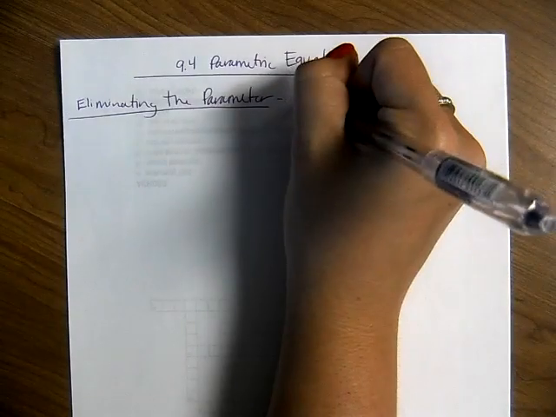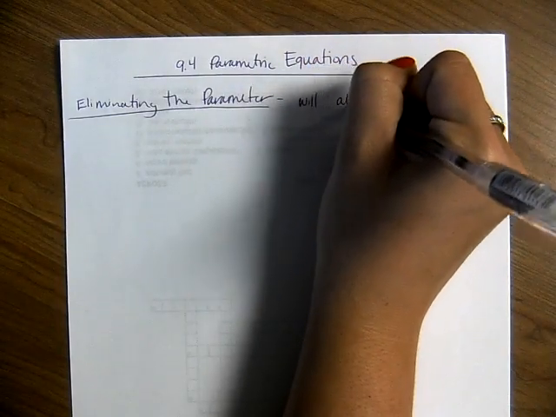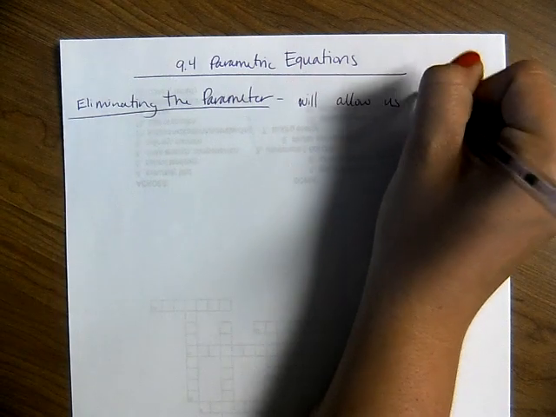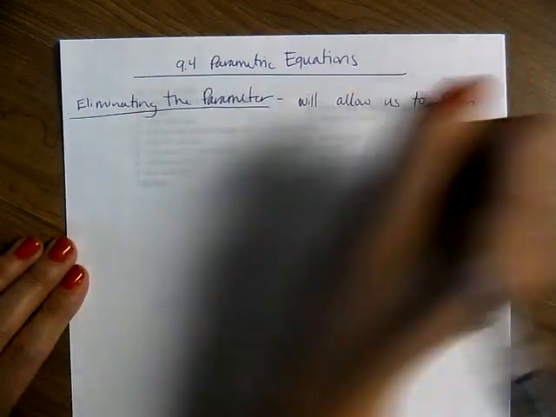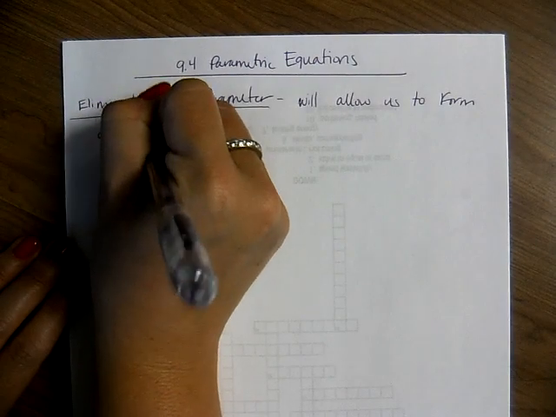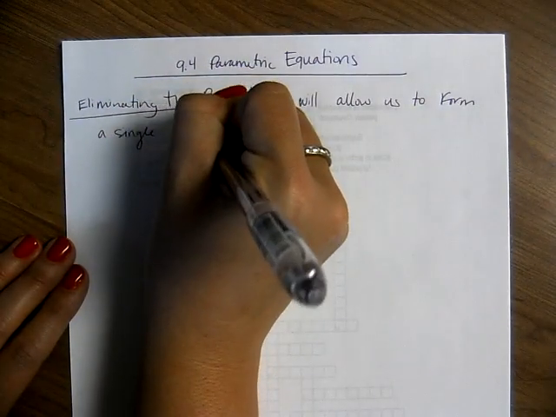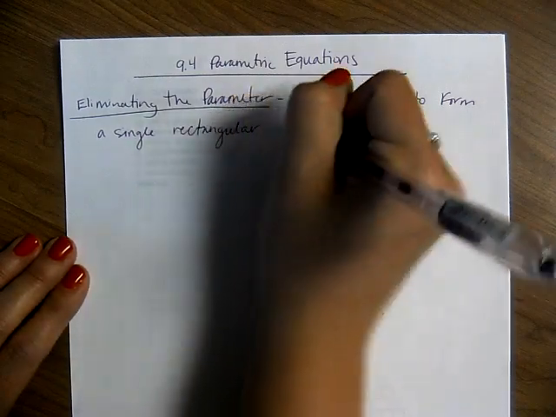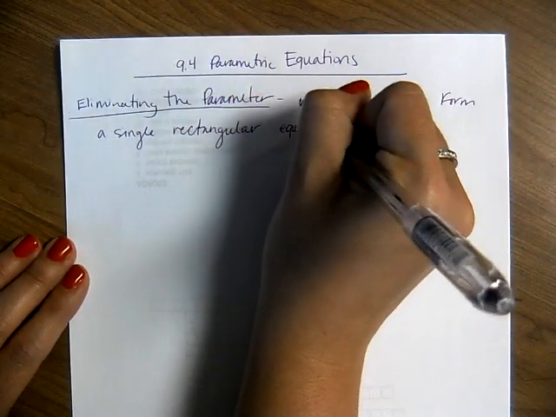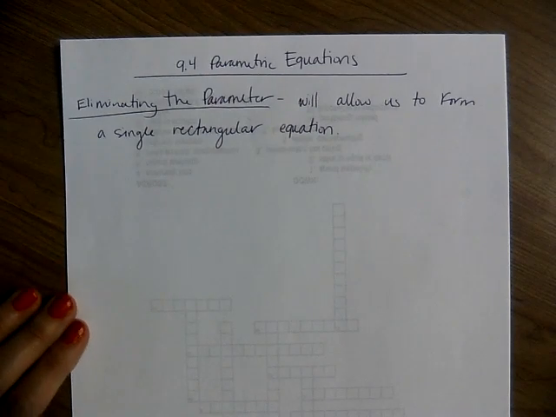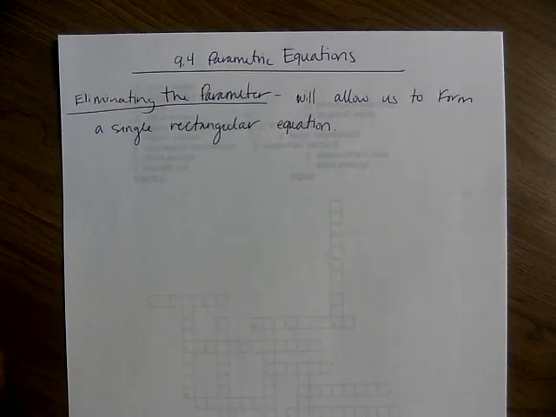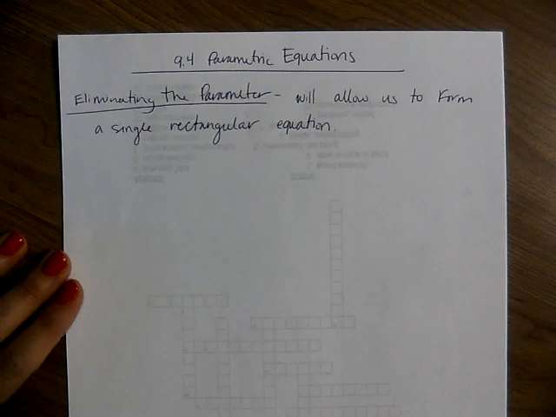Alright, in order to do this, this is going to allow us to form a single rectangular equation. So what's going to happen now is we're going to be given two equations, and we're going to be given three variables within them, t being one of those variables. Okay. So we're going to eliminate that parameter of t, and then we're going to use some substitution, and then we're going to get down to one equation that's in rectangular form, meaning in x and y.